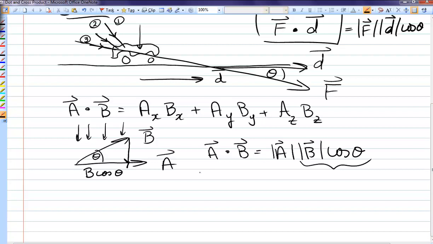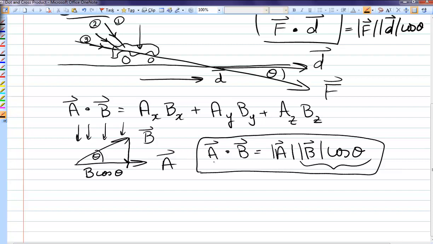This interpretation is also a way to figure out the angle between two vectors. So if you know the two vectors, you can dot them and get a number. If you know their lengths, you can calculate the angle between them. So that's a very handy geometric interpretation.